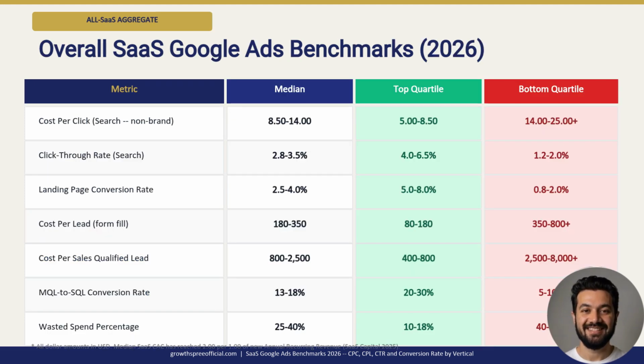Here are the 2026 all SaaS aggregate benchmarks. Median cost per click for non-brand search is $8.50 to $14. Landing page conversion rate median is 2.5 to 4%. Top quartile hits 5 to 8%. Cost per lead median is $180 to $350. Cost per sales qualified lead is $800 to $2,500. And the average SaaS company wastes 25 to 40% of its budget. Top quartile keeps waste below 18%.